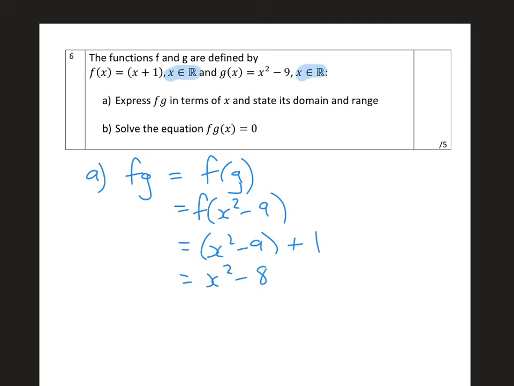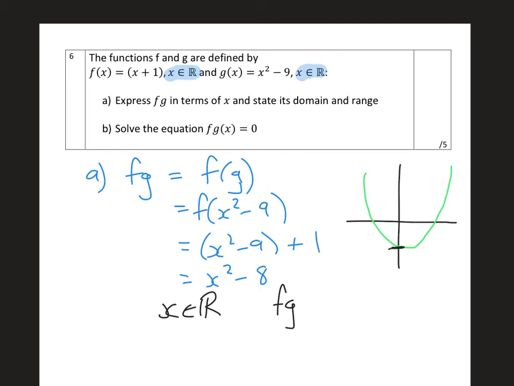Now, domain and range means what inputs and outputs can be put in. Well, if I think of this as a graph, x squared minus 8 would be quadratic. The domain would be the x values, so x can be any real number. And the range would be the y values, so fg of x is anything from this number upwards, because that's the minimum. And the minimum, you can see, is minus 8, so it's bigger than or equal to minus 8.